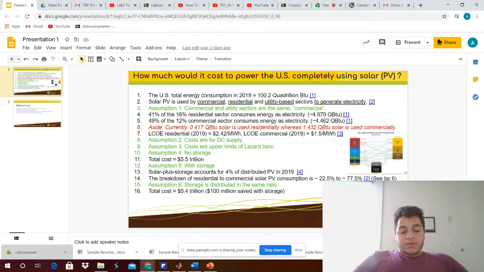And I've calculated the new cost with storage, which comes out to be $5.4 trillion, which means roughly 100 billion is saved with storage. Thank you.